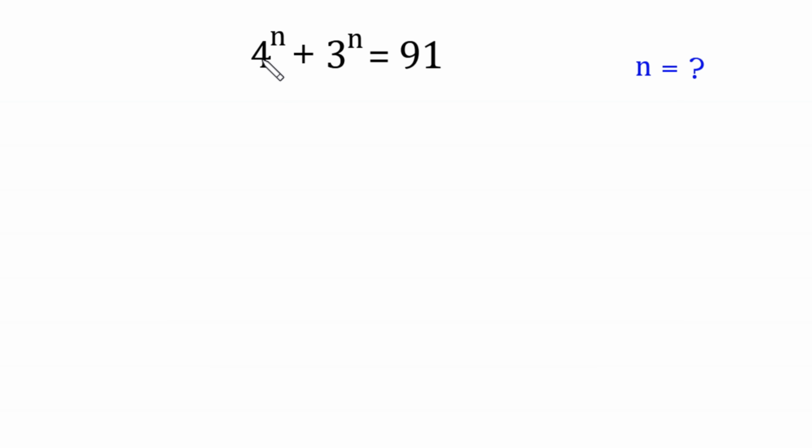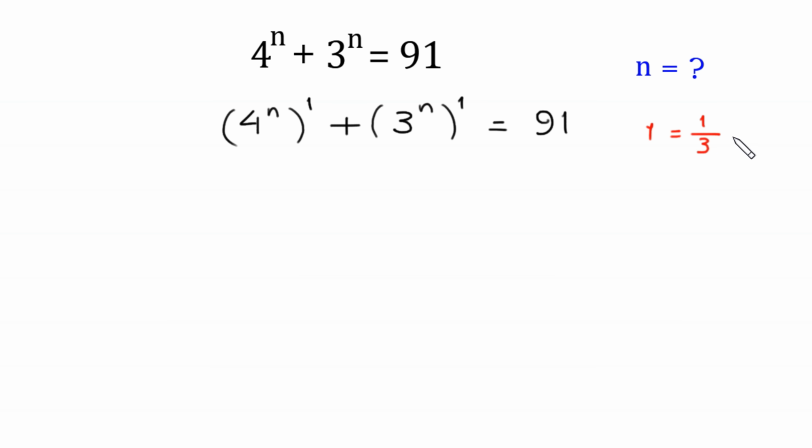We can write this 4 to the power n as (4 to the power n) whole to the power 1, plus we can write this 3 to the power n as (3 to the power n) whole to the power 1 is equal to 91. Now 1 is equal to 1 over 3 times 3. So we replace this 1 and this 1 with 1 over 3 times 3.